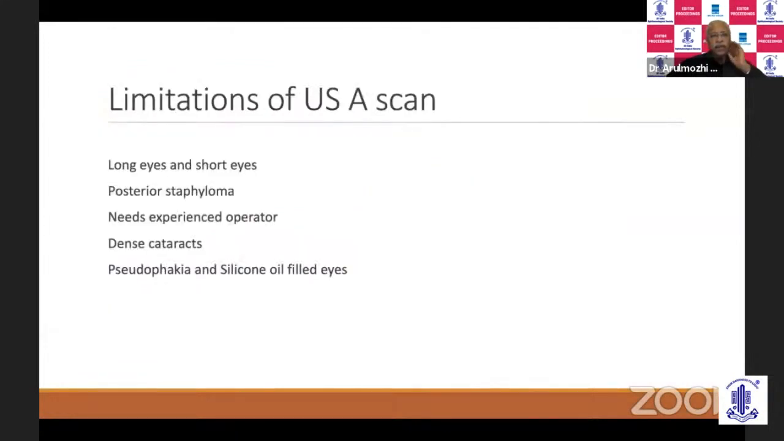So limitation of ultrasound A scan would be that in very long eyes and short eyes, it's going to be difficult. You are better off probably using the optical biometer. In posterior staphyloma, optical biometers are better, but of course you can use A plus B. Most important fact is it needs an experienced operator. You can delegate an optical biometry to almost anybody, but you need an experienced operator when you are doing an ultrasound A scan. Dense cataract gives you a challenge, but often you'll have to fall back only on this. Silicone oil eyes also are a challenge.